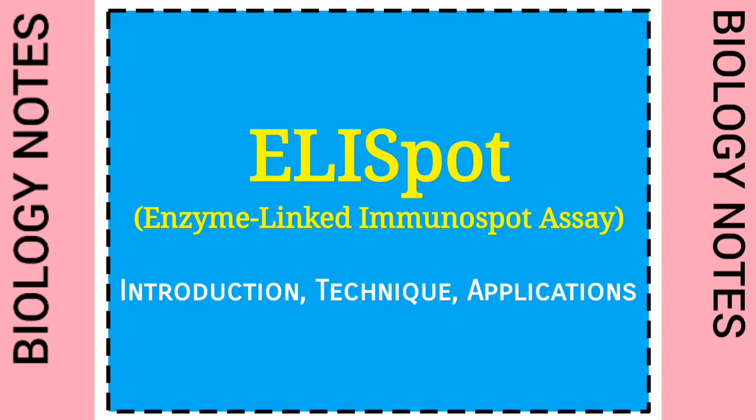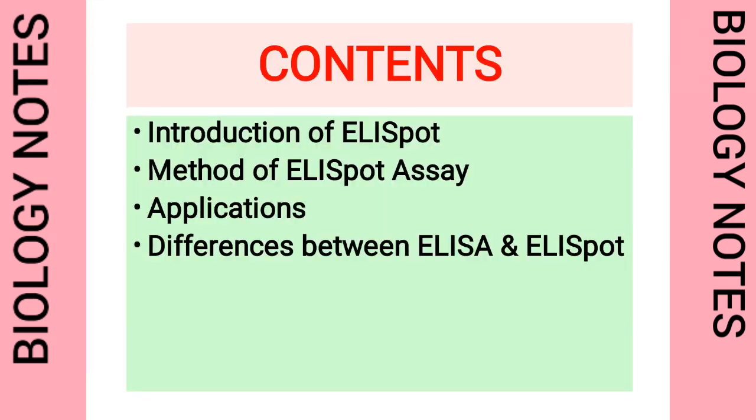Today I will discuss enzyme-linked immunospot assay or ELISpot technique. It is a modification of ELISA technique and it is a quantitative determination of the number of cells in a population that are producing antibodies specific for a given antigen or an antigen for which one has a specific antibody. The contents of the video include introduction of ELISpot, method and applications of ELISpot assay, and differences between ELISA and ELISpot technique.